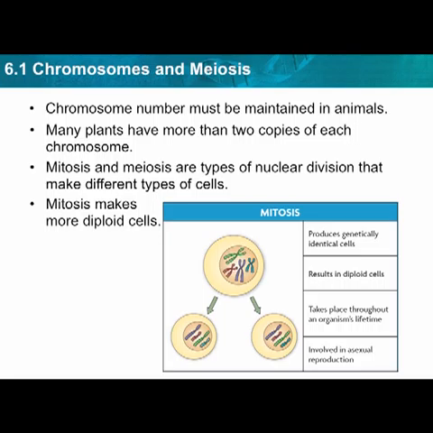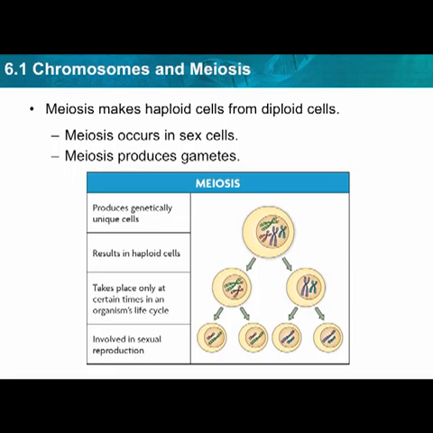Meiosis makes haploid cells from diploid cells. Meiosis occurs in sex cells, and it produces gametes. These are very unique genetic cells because you're not sure what you're getting. You're getting randomly half the genetic material from one parent. So here we have again at the top, remember, the X's mean they've already been copied. So there are 4 chromatids there, but each one has already been copied.